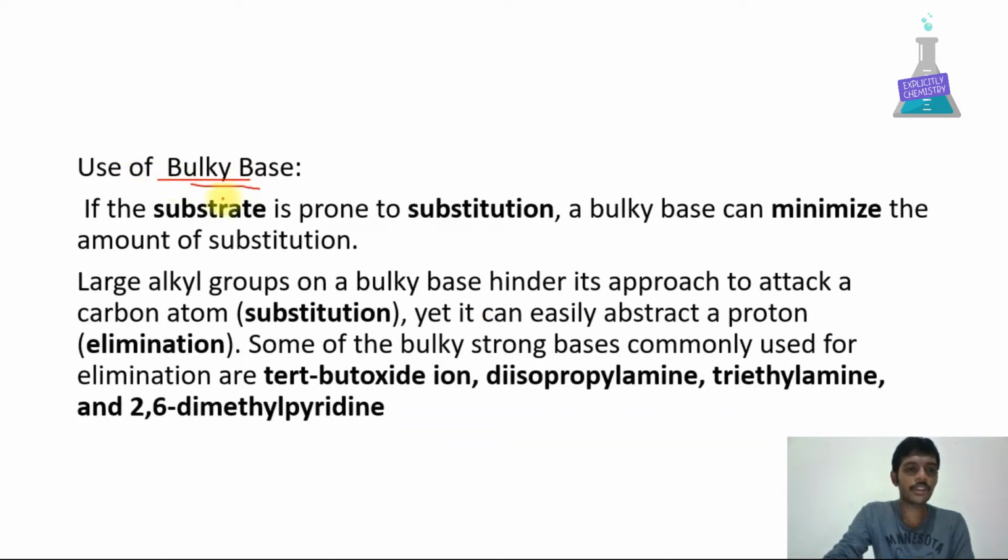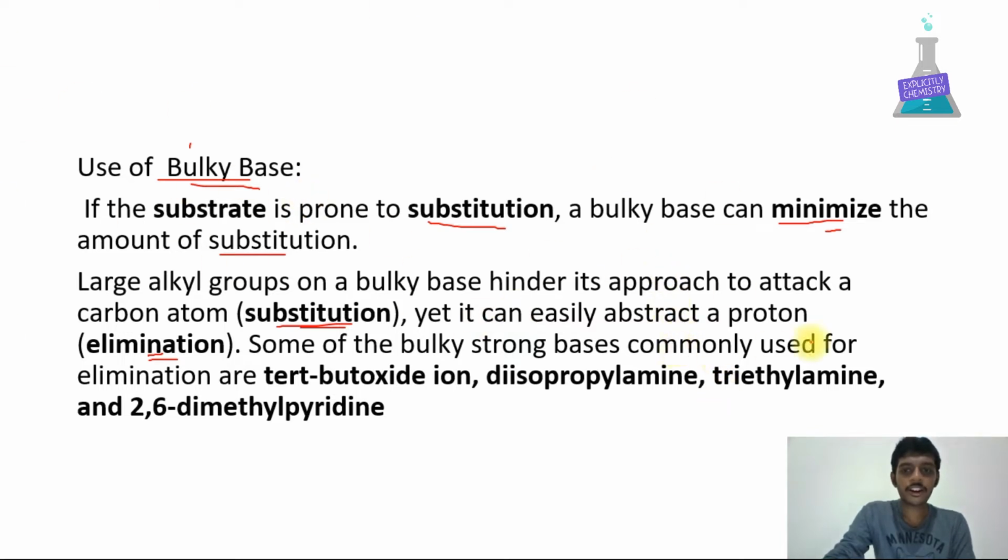Use of bulky base. The substrate is prone to substitution. A bulky base can minimize the amount of substitution. If you use a bulky base, the substrate goes elimination rather than substitution, even if the substrate is prone to substitution. Large alkyl groups on the bulky base hinder its approach to attack the carbon atom, so substitution will be prevented. It can easily abstract the proton. Elimination reaction is formed by abstracting the proton if we use a bulky base.